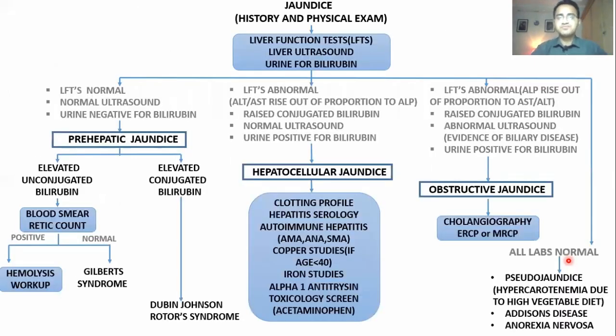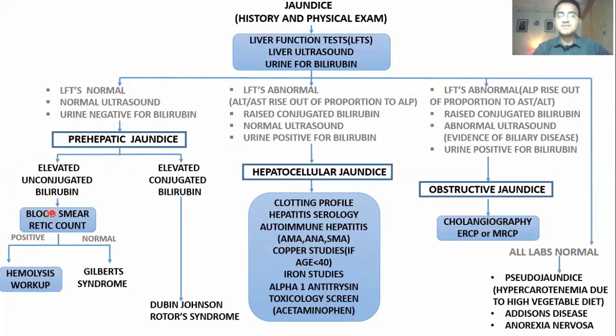In summary, whenever a patient presents to you with jaundice, after doing history and physical exam, go for LFTs, liver ultrasound, and urine for bilirubin. If LFTs are normal, hepatic causes excluded. If ultrasound is normal, post-hepatic causes are excluded. Most probably it is a prehepatic jaundice. In prehepatic jaundice, look for elevated unconjugated bilirubin. If elevated unconjugated bilirubin is there, check for hemolysis and go for hemolysis workup.